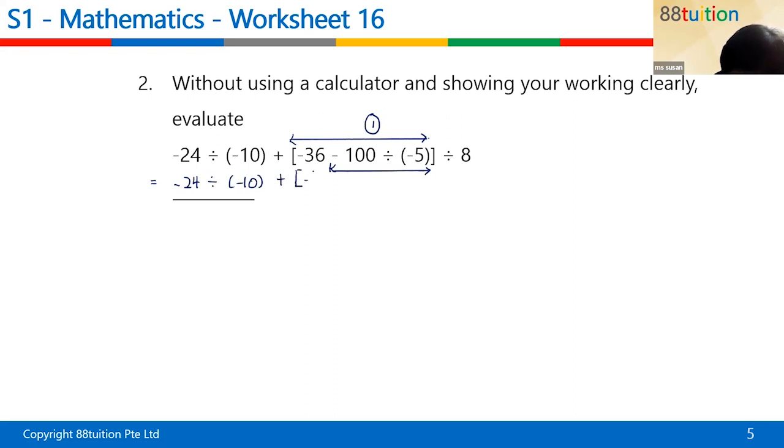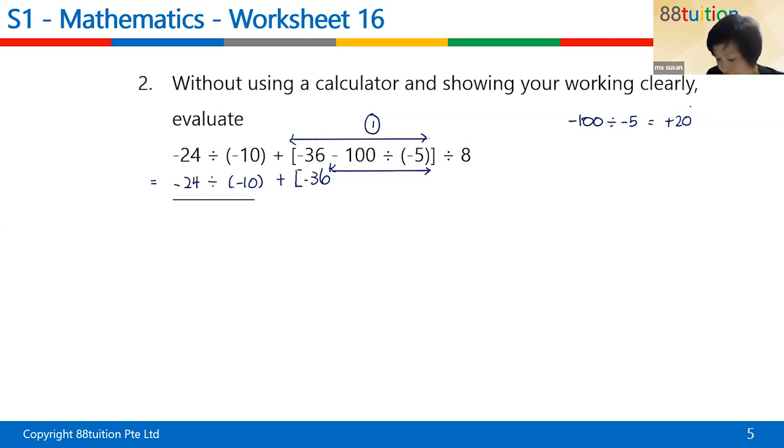I'm going to remain this 36 here. And I'm going to do this. What is this minus 5 doing here? 100 minus 5. Now, there are two ways. Do you realize that you have a negative 100 divided by negative 5? So technically, it will become a positive because negative and negative give you a positive. 100 divided by 5, you get a 20.